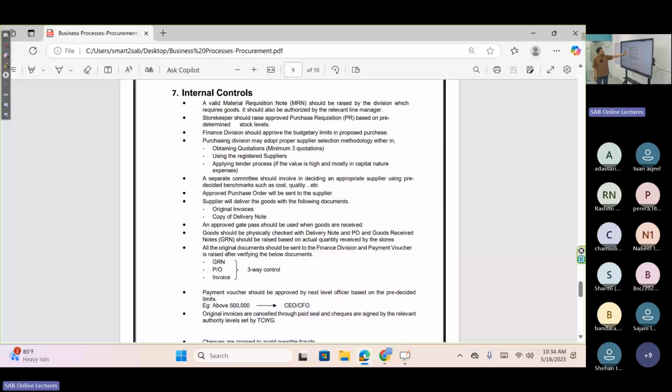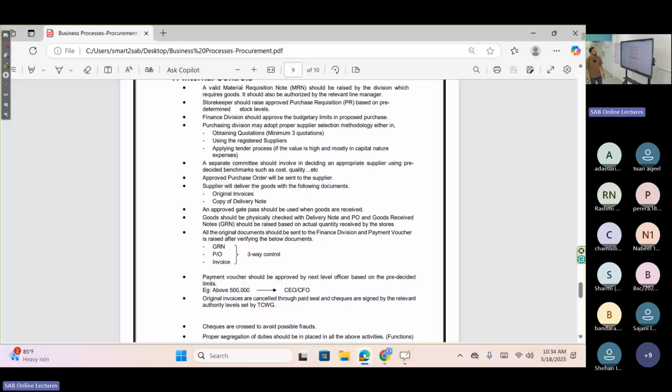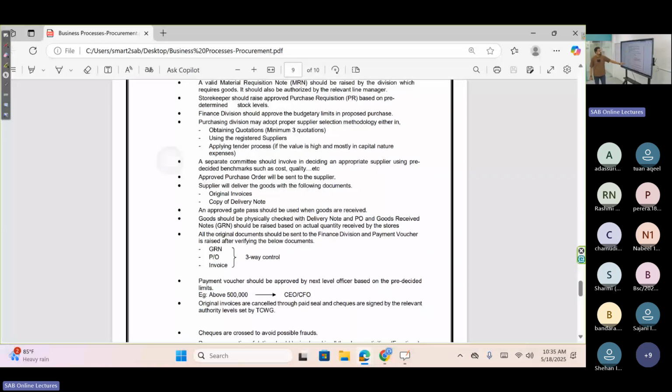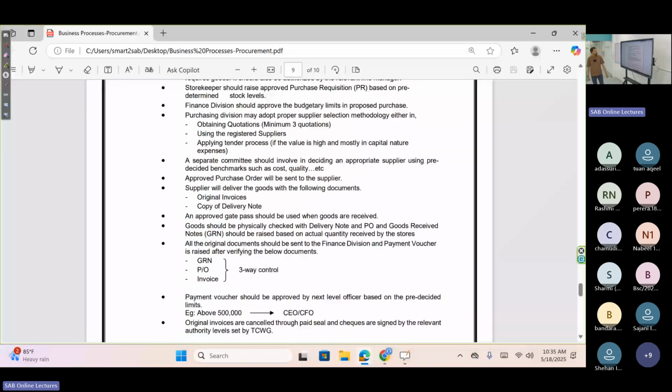Applying the tender process, a separate committee should be involved in deciding an appropriate supplier using pre-decided benchmarks such as cost and quality. Approved purchase order will be sent to the supplier. Purchase order must be approved. That is, PR also should be approved. So those are controls. Supplier will deliver the goods with the following documents: original invoices, copy of delivery note.